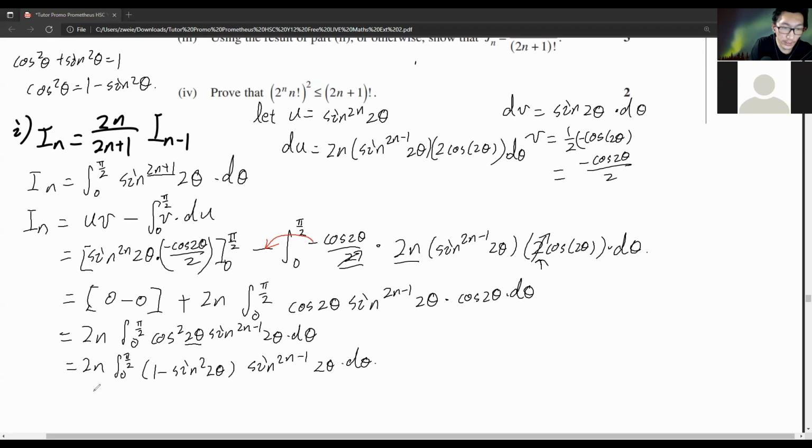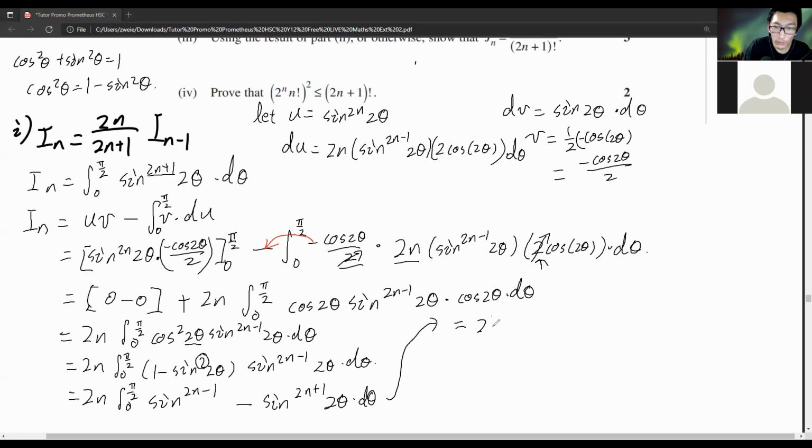Expanding, what we will get is 2n integral from 0 to pi on 2 of sine to the power 2n minus 1 minus sine to the power 2n minus 2 plus this 2, so that will give me plus 1, of 2 theta times d theta. Splitting it, this will give me 2n integral from 0 to pi on 2 of sine to the power 2n minus 1 times d theta.